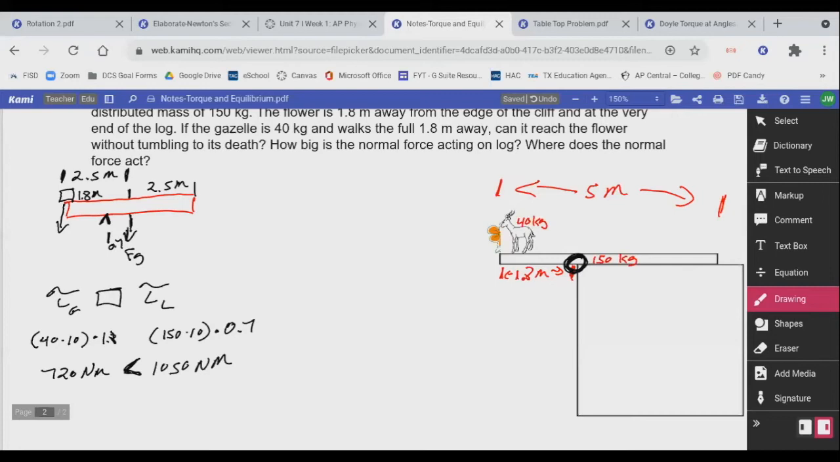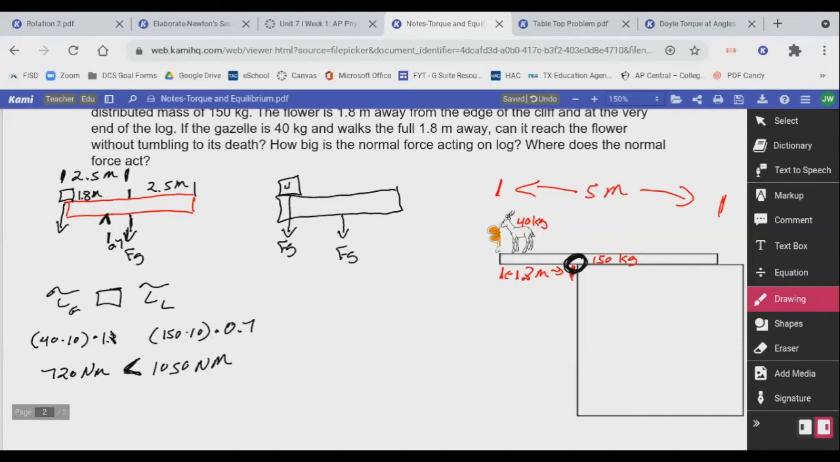Let's take a breath. The next question says, how big is the normal force acting on the log? Okay, let's go back to the log. Draw us a new log. We said the center part of the log has our force of gravity for the log. And then we've got the gazelle sitting on top of it over here. It has its own force of gravity.